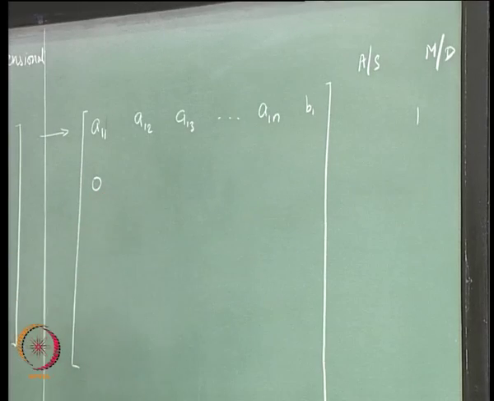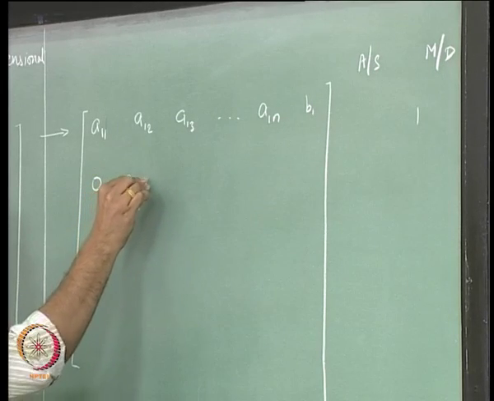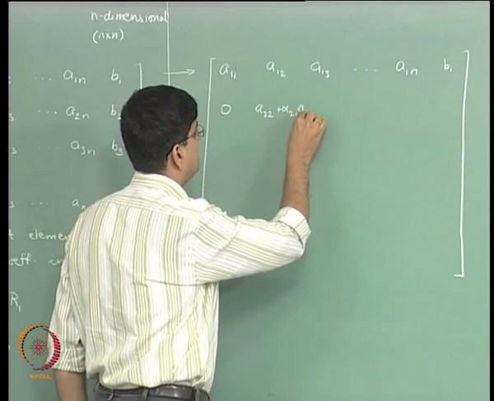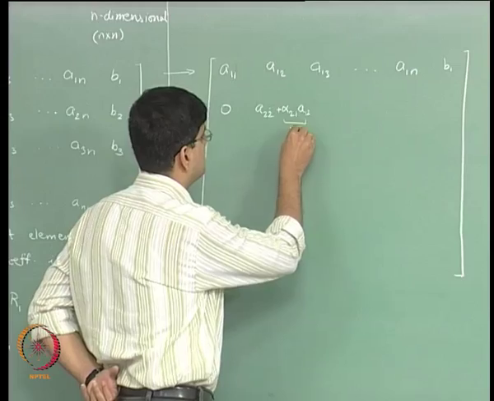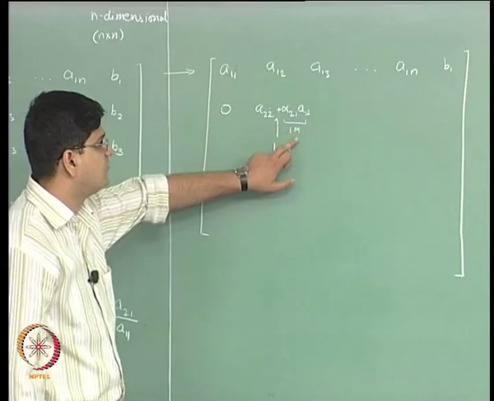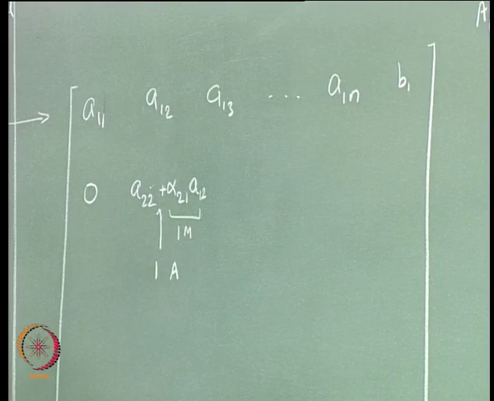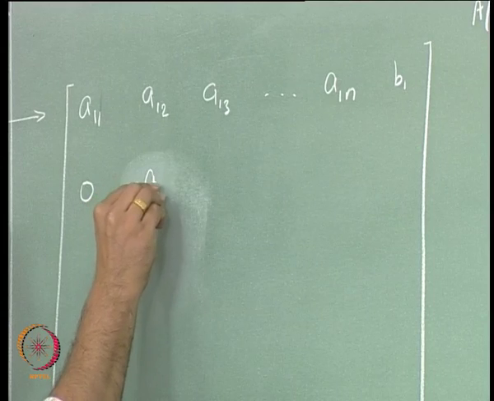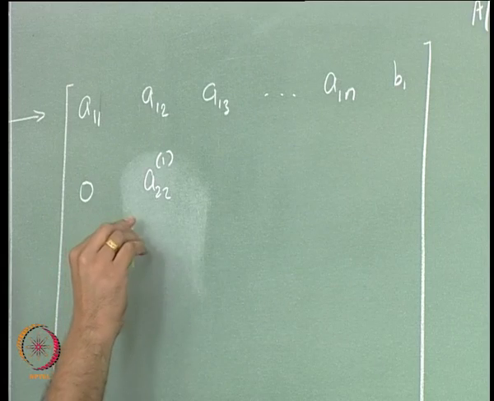Here this particular element is going to be A22 plus alpha 21 multiplied by A12. So this is one multiplication step and this is one addition step. There is one multiplication and one addition step in getting from A22 to A22 superscript 1. So we will get this as A22 superscript 1 when we have one addition and one multiplication step.